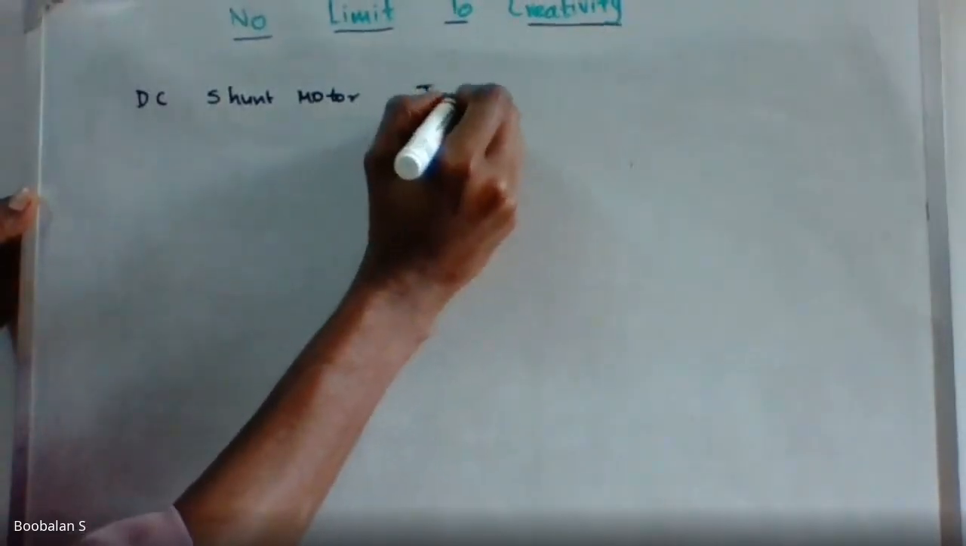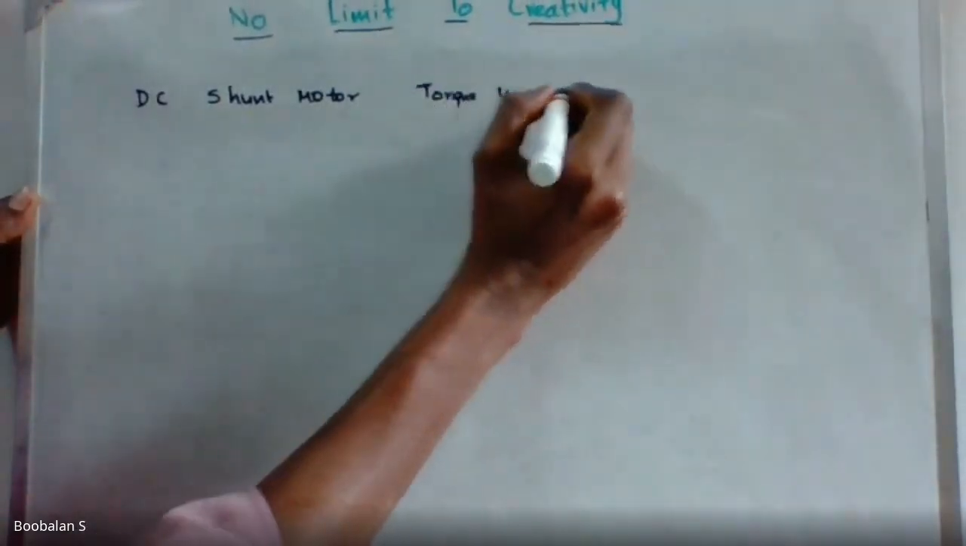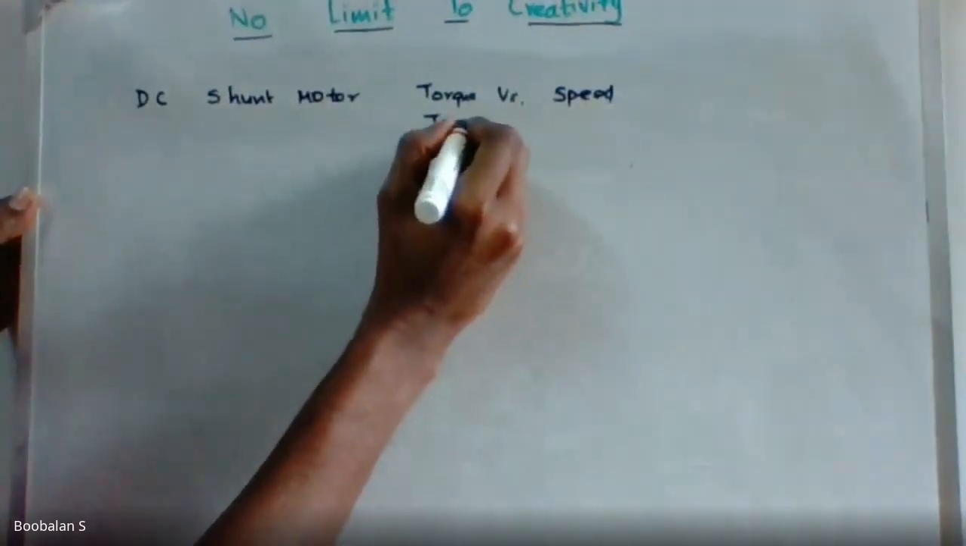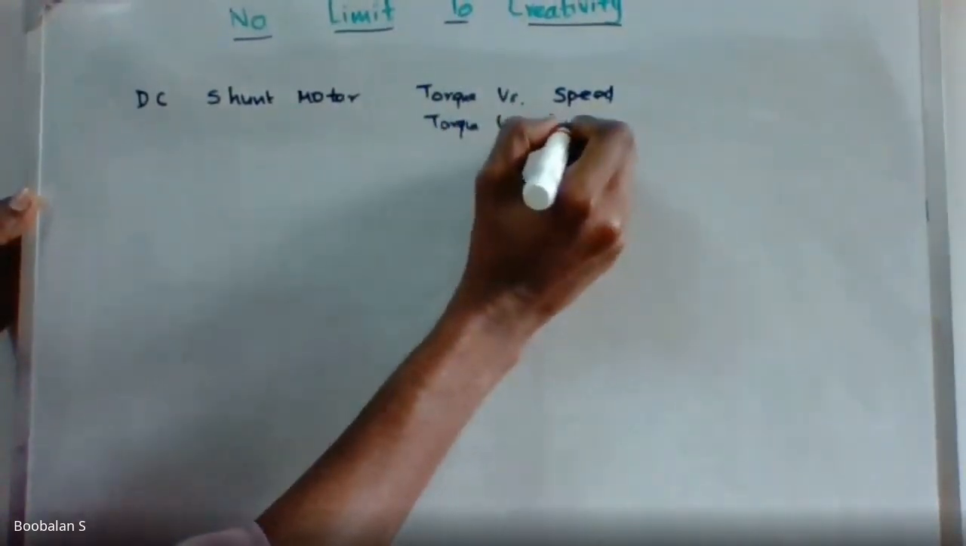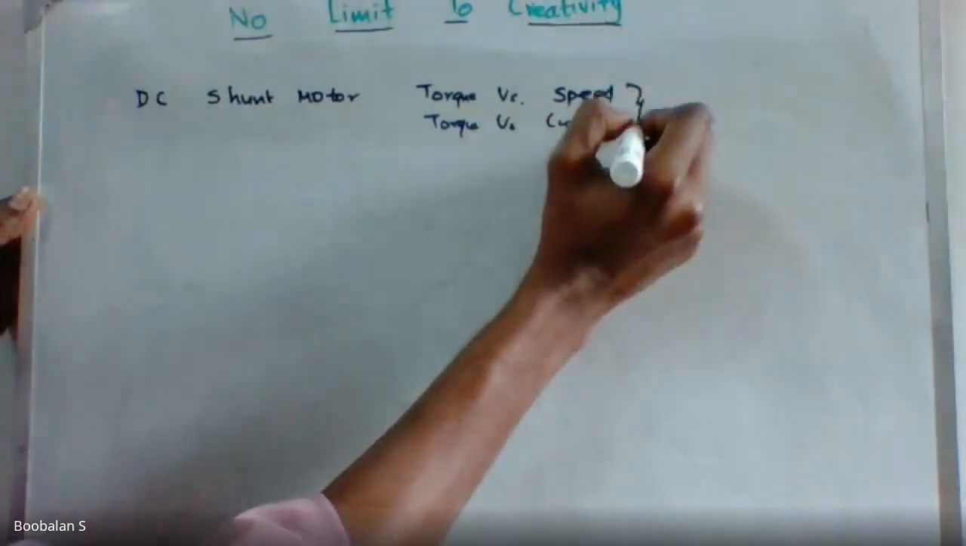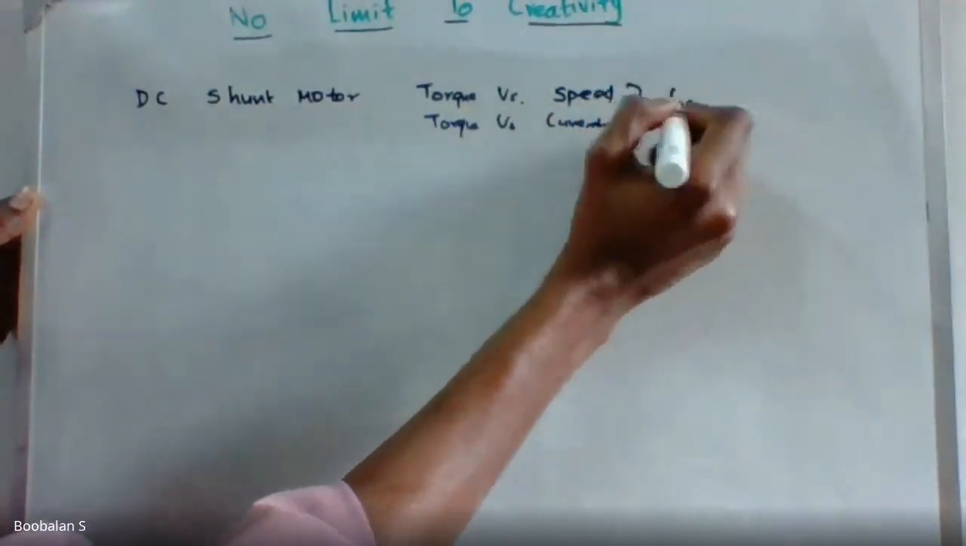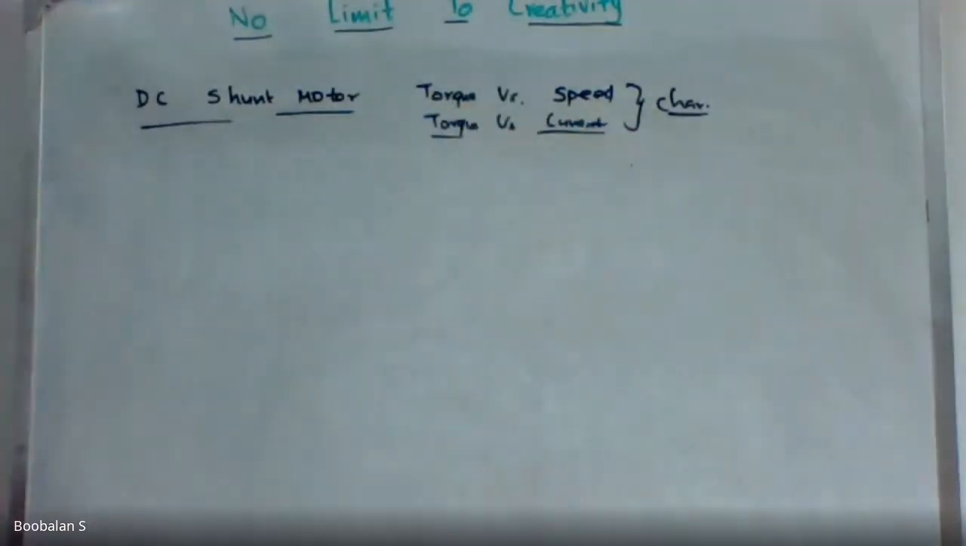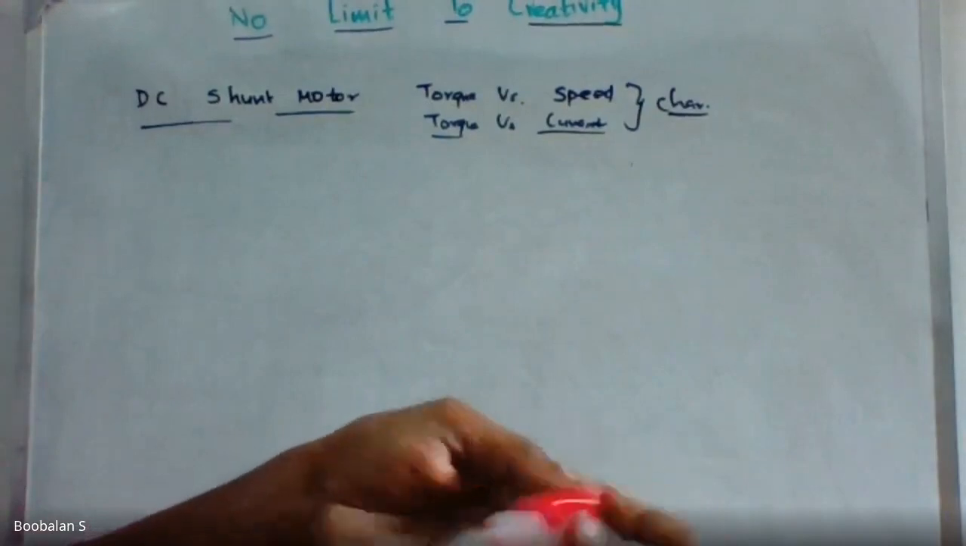We're going to start with the DC shunt motor: torque versus speed characteristics, as well as torque versus current characteristics. We are going to see all the motors, shunt motor, series motor, compound, right? We are going to start with the DC shunt motor, the first type of configuration.